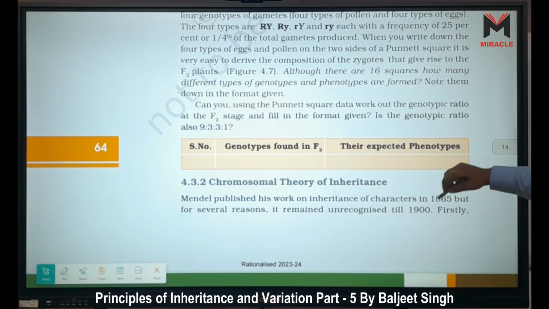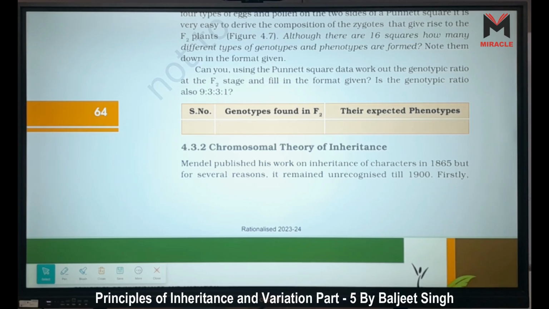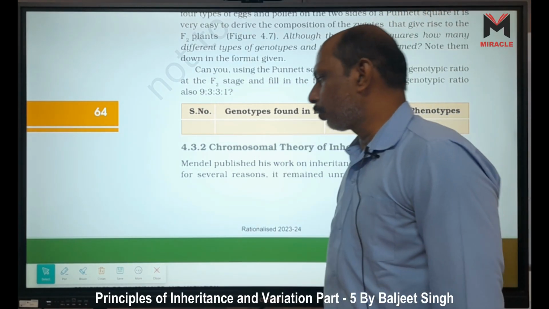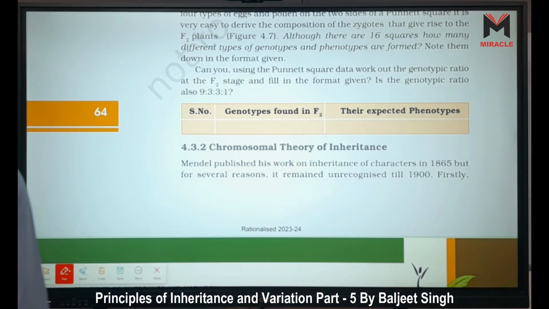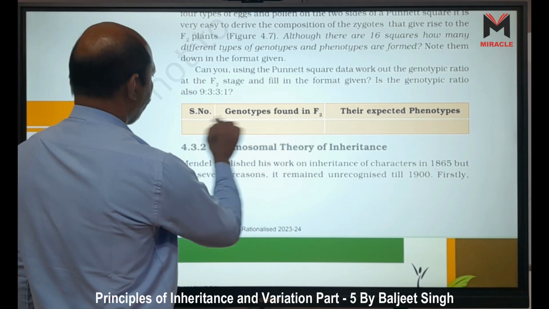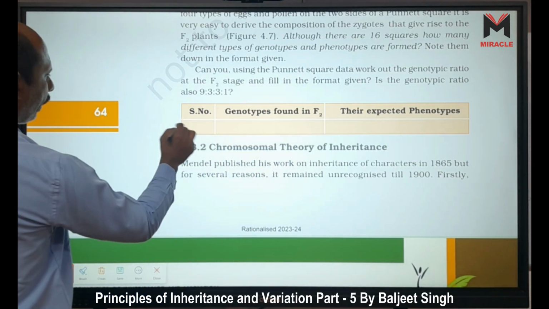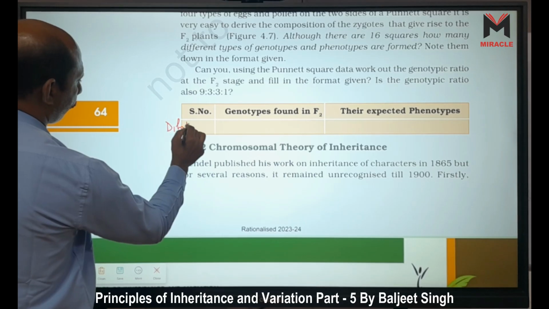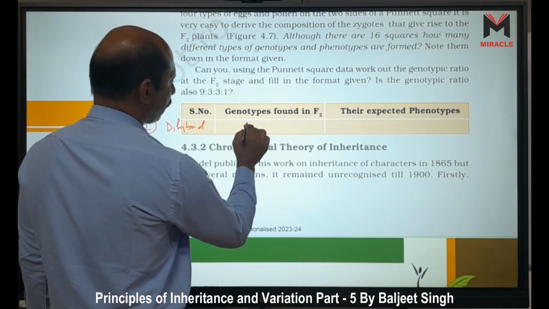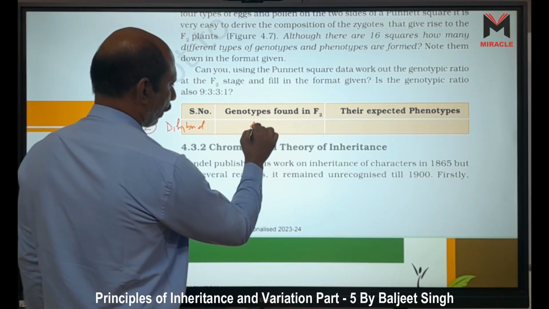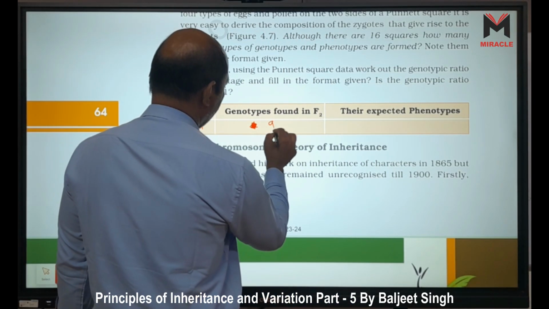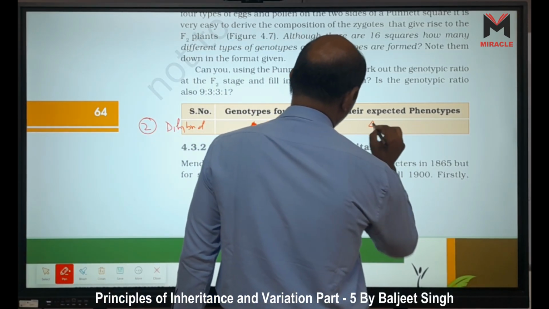Now, using the Punnett square data, work out the genotype ratio in the F2 generation and fill in the format given below. Is the genotype ratio also 9:3:3:1? No. Right? We already discussed this here, we need not discuss it once more. Suppose it is a dihybrid cross. Dihybrid means 2 traits. In the F2 generation, genotype means 9 genotypes are there, and the expected phenotypes are 4 phenotypes.